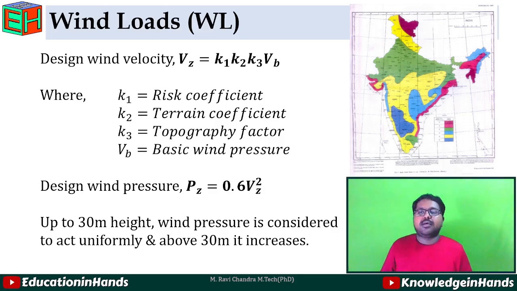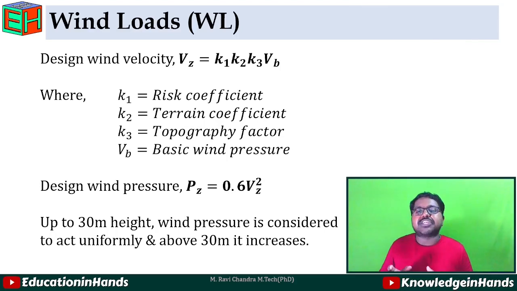Next, the design wind pressure Pz is calculated from Vz, which is equal to 0.6 Vz square, which is the design wind pressure for our design. Up to 30 meters height, wind pressure is considered to act uniformly, but above 30 meters height, it is taken as increasing. So up to 30 meters the design is the basic one, and above 30 meters the wind load design differs from the basic design.